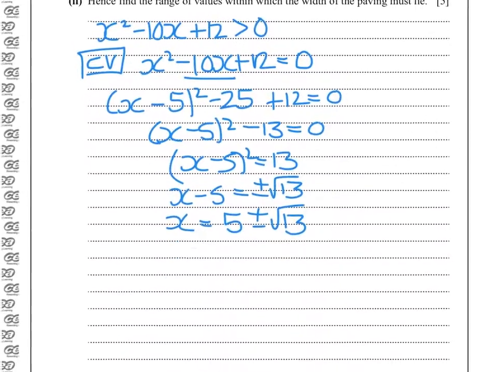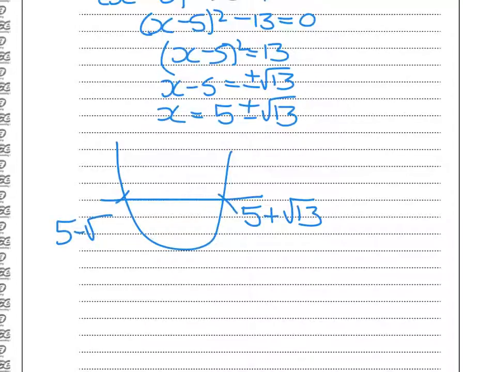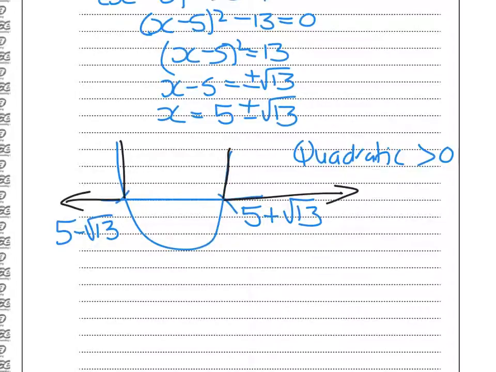Now this is a quadratic that we're then solving. It is a positive quadratic, so if we draw out the graph, we now need to find the range of values for which this quadratic is greater than 0, i.e. where it is above the axis, and that is a split range. x is less than 5 minus root 13, x is greater than 5 plus root 13.